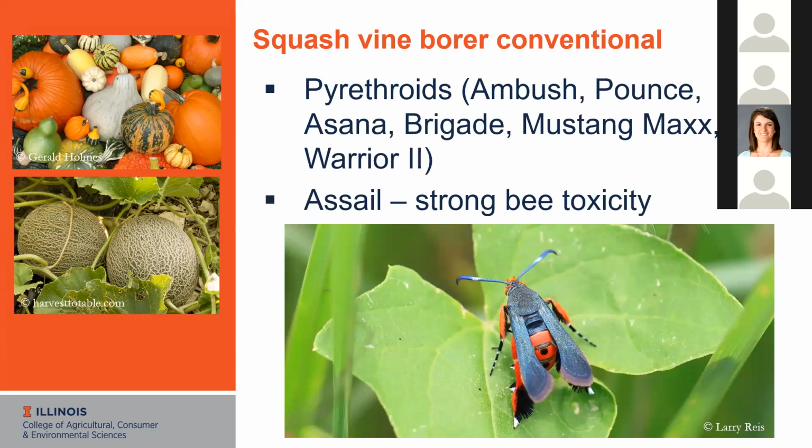So as far as conventional squash vine borer control goes, there are a few things that are labeled. Again, here, we're only in 2 different classes, so there are quite a few pyrethroids that are available. In addition, you can use a sail. But Athey is a neonicotinoid and it does have strong bee toxicity, so you really want to be aware of that. And this, again, to reiterate, once that caterpillar is into the vine, it's harder to control, but you can sometimes manually remove it.